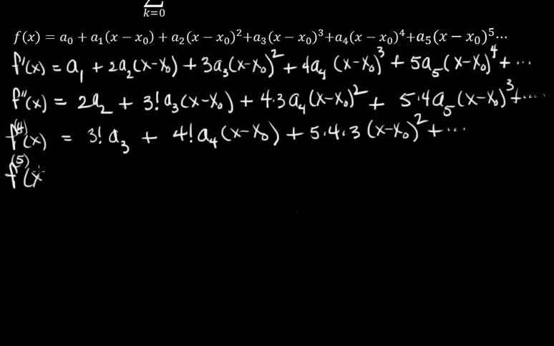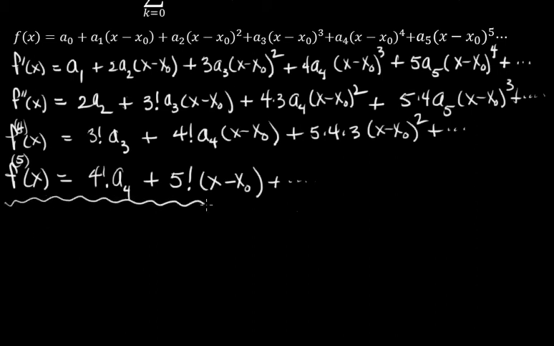The fifth derivative is, first term goes, 4 factorial a sub 4. Derivative of x minus x naught is just 1. Plus, now it'll be 5 factorial times x minus x naught plus dot dot dot. So take a look at those. Those are the derivatives. And you can see there's a pattern there. It's going to keep going.